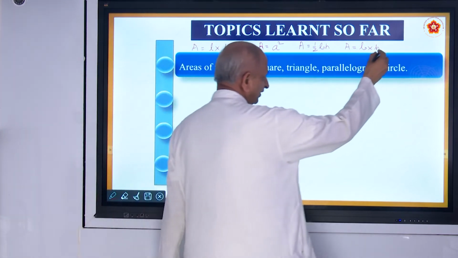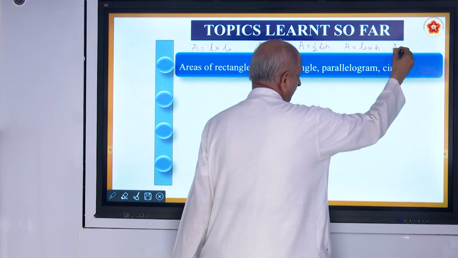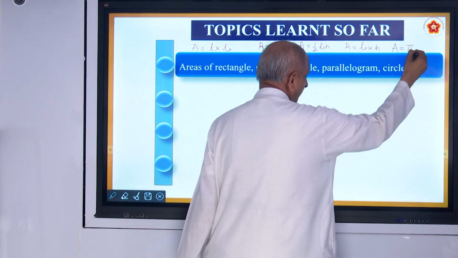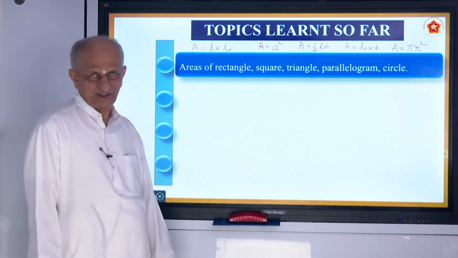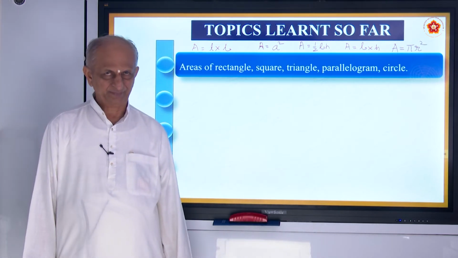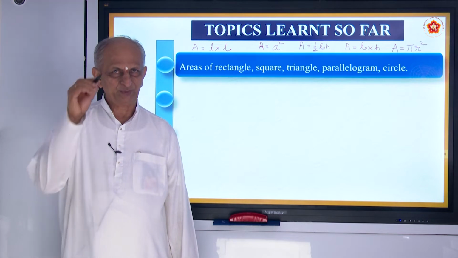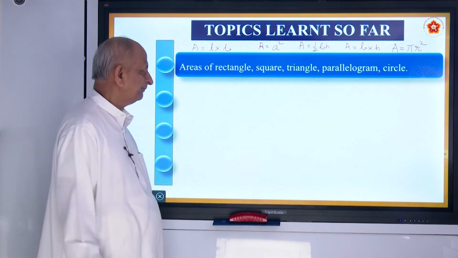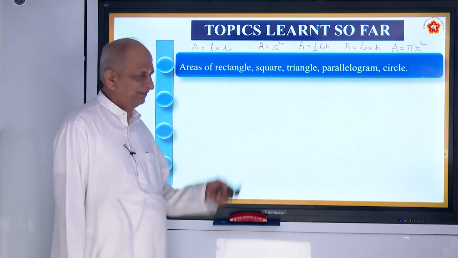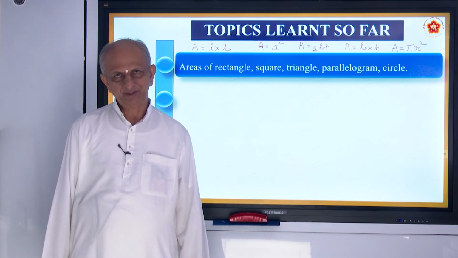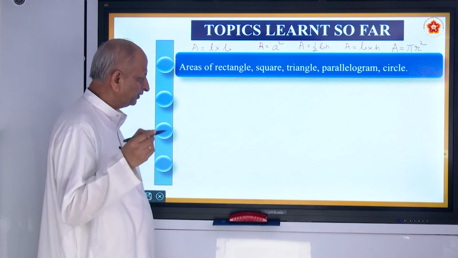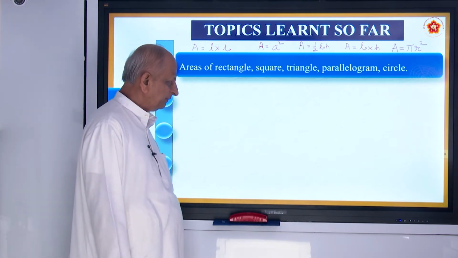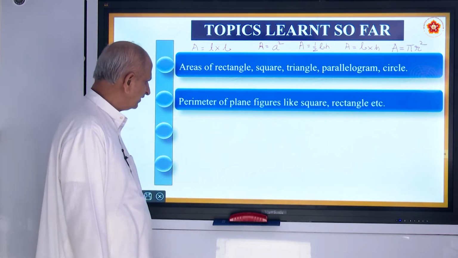And what about the area of a circle? Area of a circle is pi into r square. What is r? R is the radius. What is the value of pi? Approximately it is 22/7. And how do you measure this area? Area is measured in terms of square units. It may be square centimeter, or it may be square meter, etc.